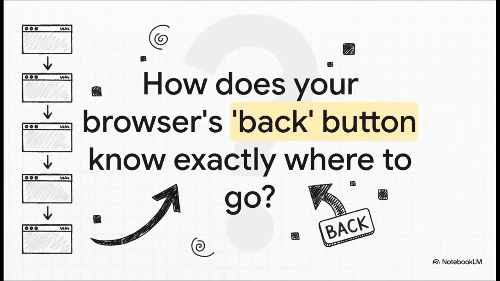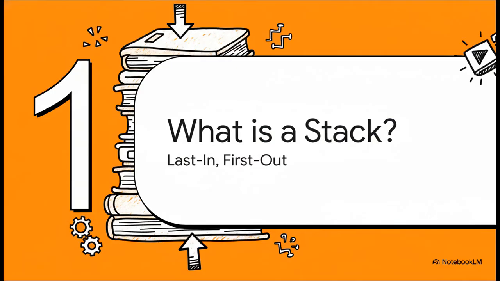I mean, really think about it for a second. You're clicking through websites, right? You go from one page to another, and then you hit back. It doesn't get lost. It takes you to the last page you were just on, and then the one before that, and the one before that. How on earth does it remember that perfect reverse order? Well, the secret behind that little piece of everyday magic is a data structure called the stack.